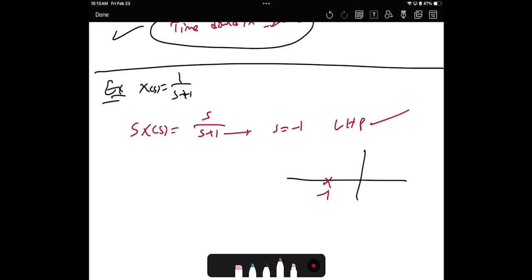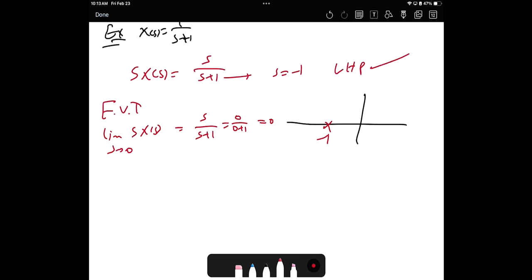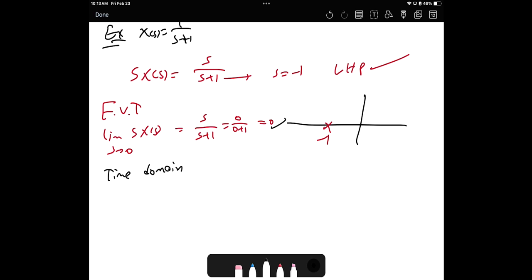So how can we validate that we can get the final value theorem? The final value theorem says the limit of s X of s as s goes to 0 is s over s plus 1, which is 0 over 0 plus 1, so it will be 0. Let's validate this using the time domain. X of s is 1 over s plus 1.